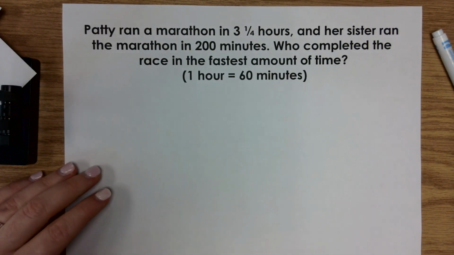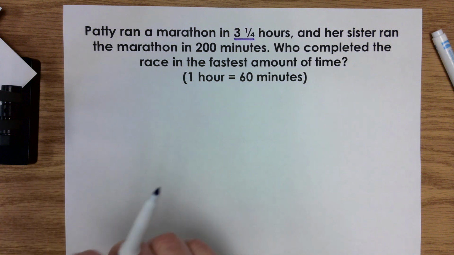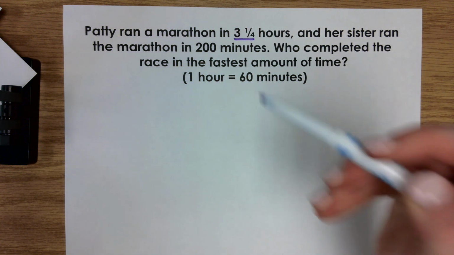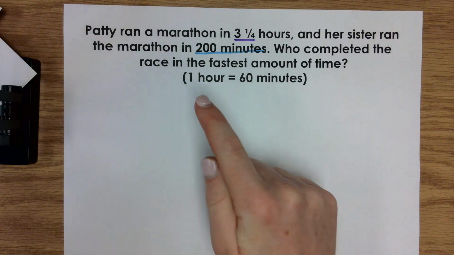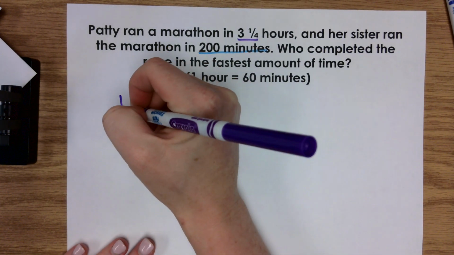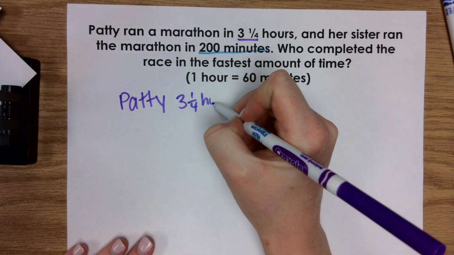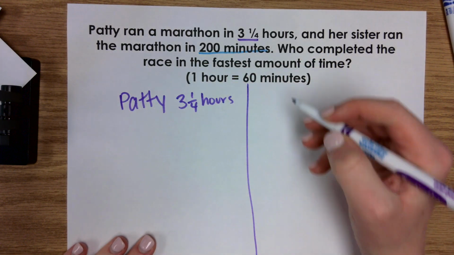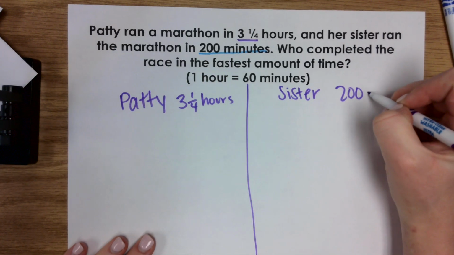Alright, Patty ran a marathon in 3 1/4 hours, and her sister ran the marathon in 200 minutes. Who completed the race in the fastest amount of time? And again, we know 1 hour is 60 minutes. So we can think of this in two ways. We can think of Patty's as 3 1/4 hours. And then we have her sister, which is 200 minutes.